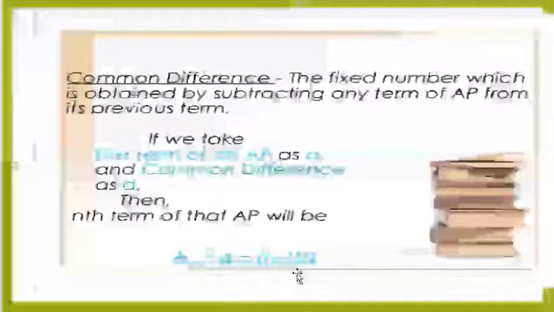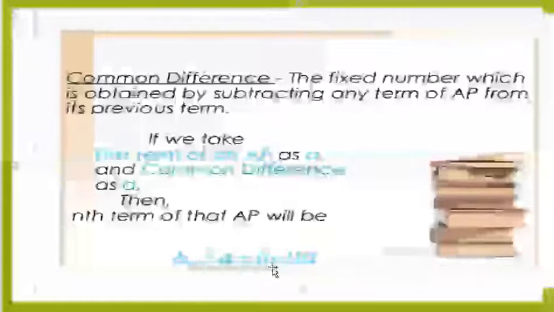This is the formula. We have to find out the nth term of that AP, that is the arithmetic progression. So students, always remember this formula for finding out the nth term of that AP. This formula is given: an is equal to a plus (n minus 1) into d. Here a means the first value which is given in that sequence, n means which term we have to find out, and (n minus 1) into d, where d means the difference.